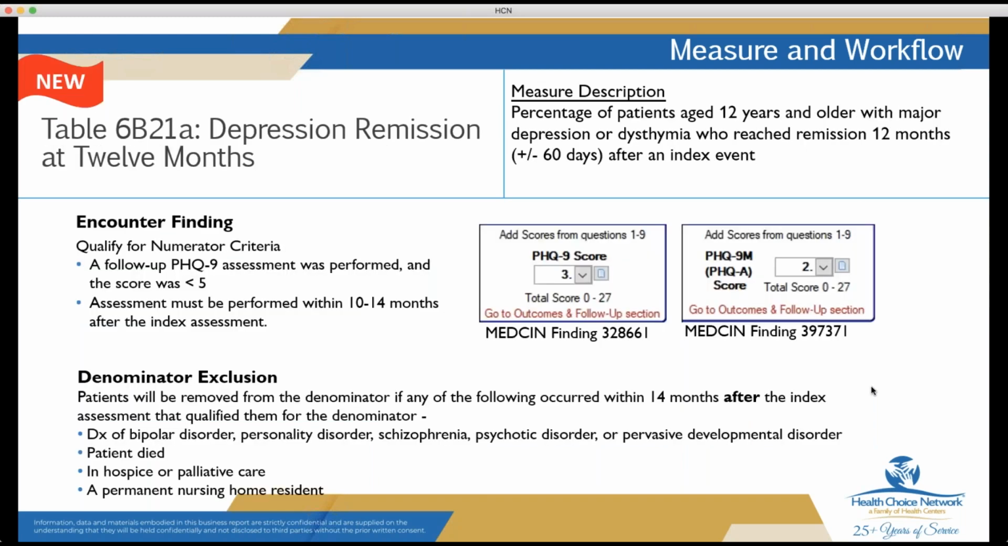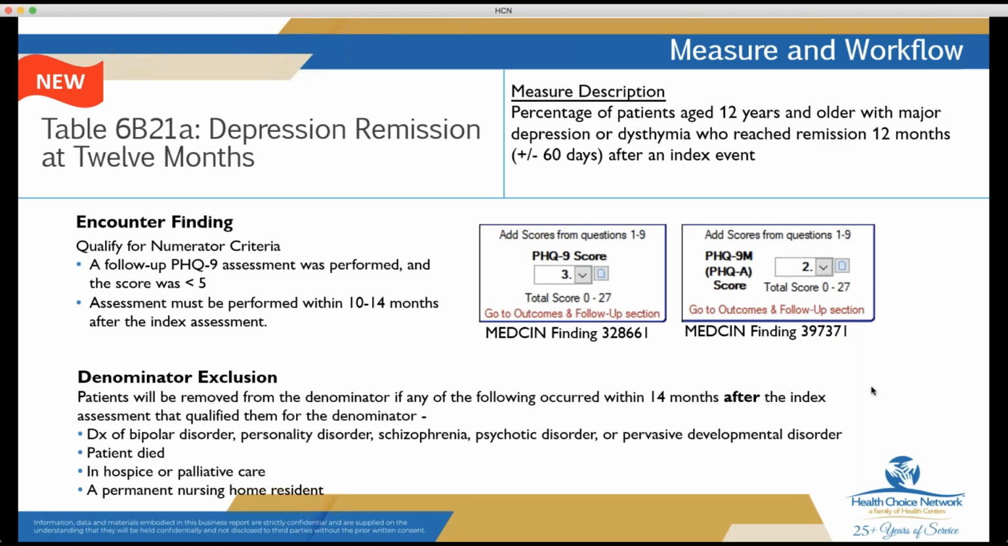So for the follow-up assessment, that occurs within 10 to 14 months of the index assessment, it is then looking for the PHQ-9 score to be less than 5. And if so, then the patient will be counted into the numerator.